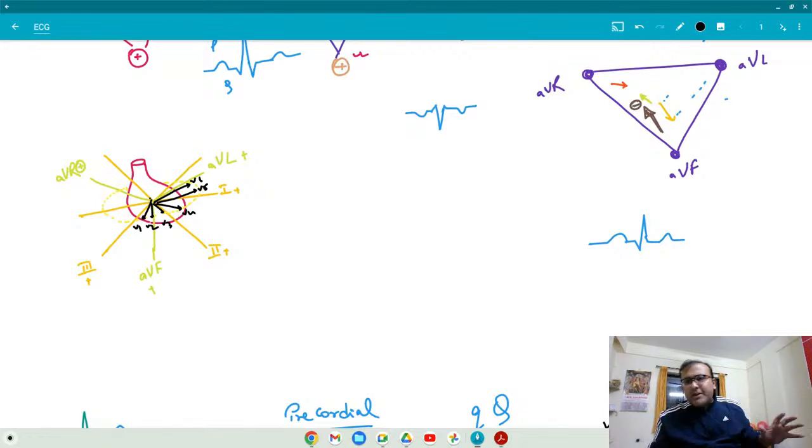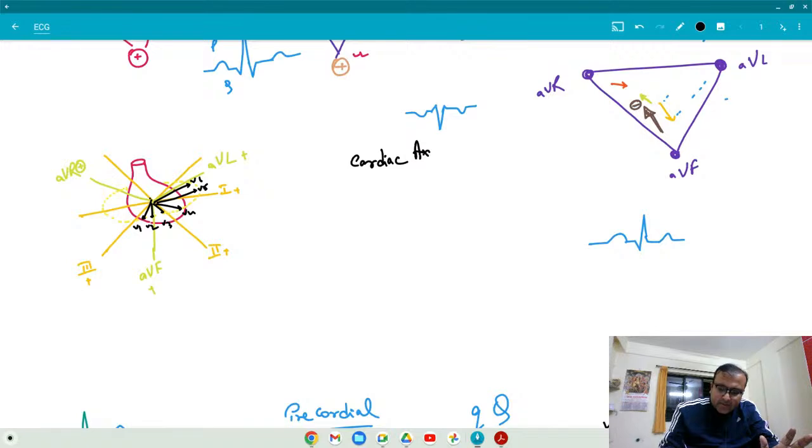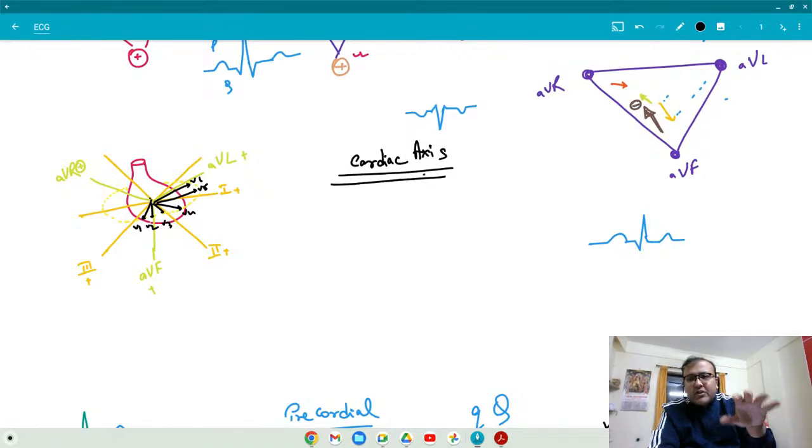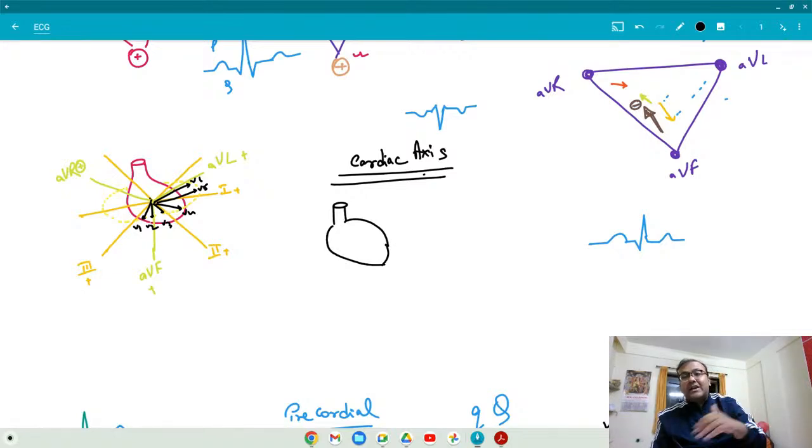So, looking at so many things, what do we understand? We understand something called the cardiac axis, the final axis. What is the axis in which the depolarization is taking place? So the cardiac axis is the net direction of depolarization. It is the net resultant vector. Remember, in a normal heart, the direction is downward and leftward.